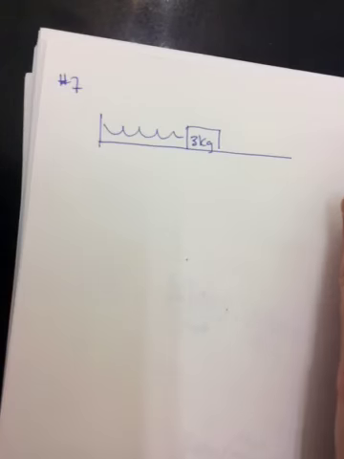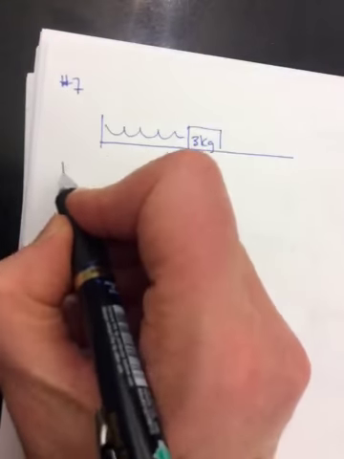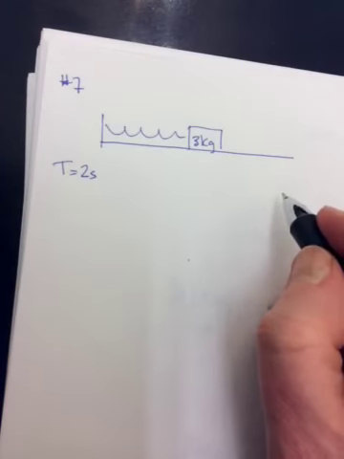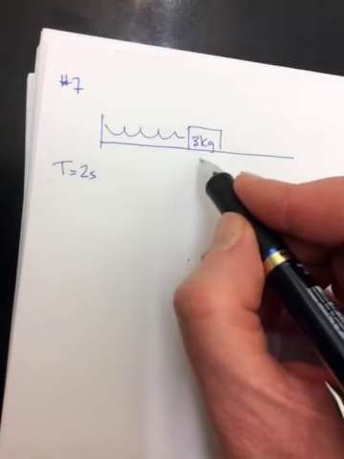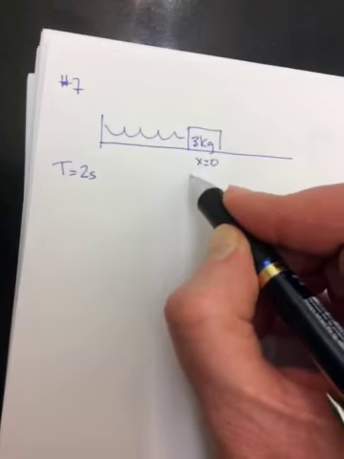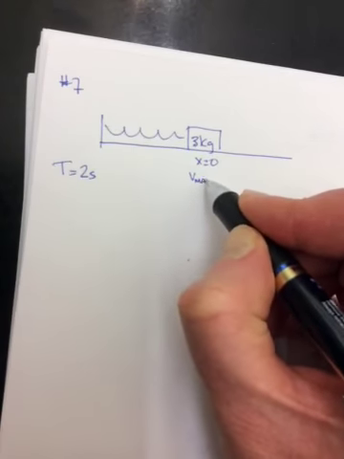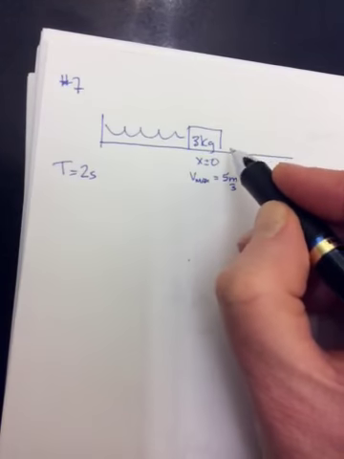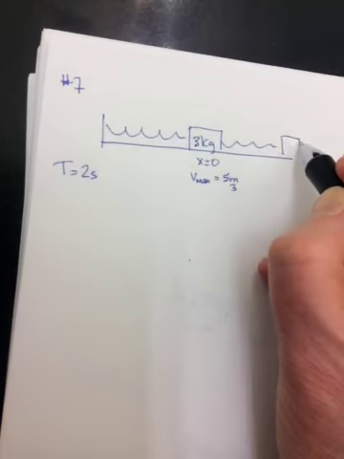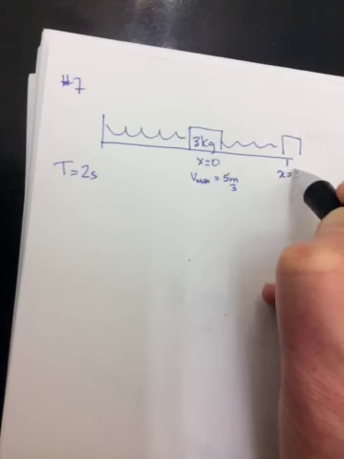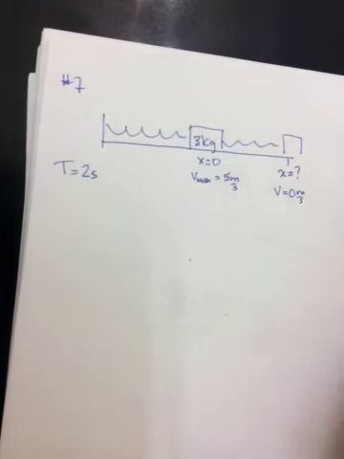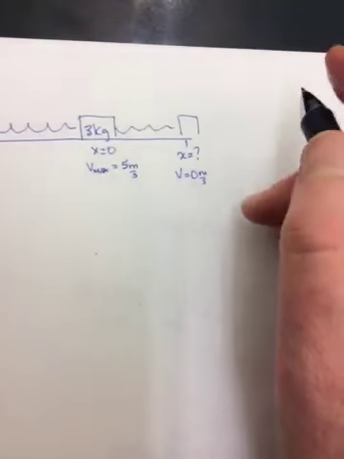The block makes one complete oscillation every 2 seconds, so it means the period is 2 seconds. If its maximum velocity during the oscillation, so this is where x equals 0, and this is your v max, so maximum velocity is 5 meters per second. What is the amplitude? So how far out? What is x equal to out here? Out here, v is equal to 0. Okay, so the first step is you have to find k.